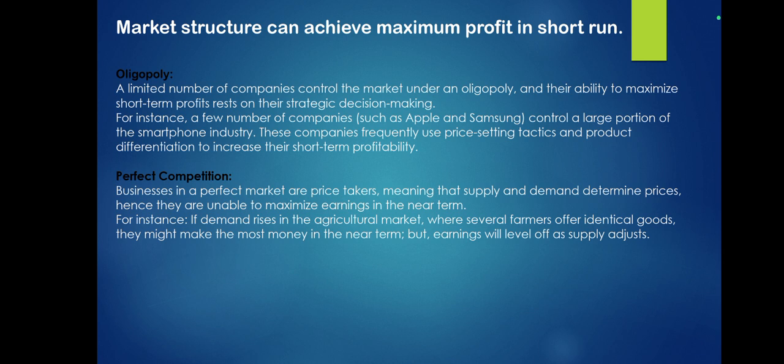These companies frequently use price-setting tactics and product differentiation, the varieties in product, to increase their short-term profitability. For the perfect competition market structure, businesses in a perfect market are price takers, meaning that supply and demand determine the price. Hence, they are unable to maximize earnings in the near term. For example, if demand rises in the agricultural market, where several farmers offer identical goods, they might make the most money in the near term, but earnings will level off as supply adjusts.